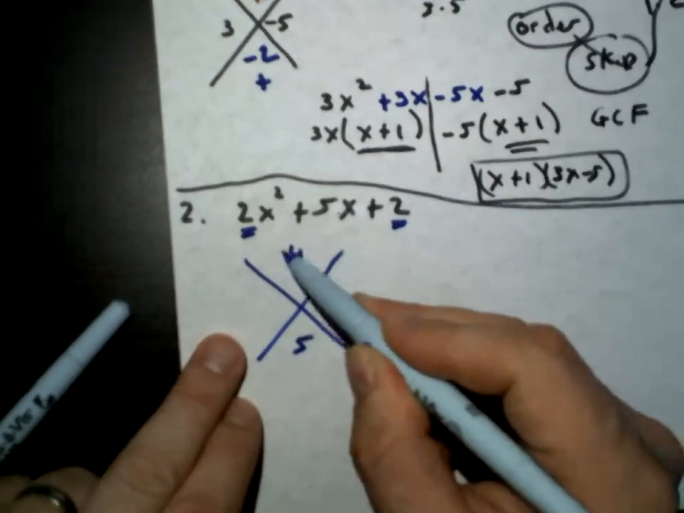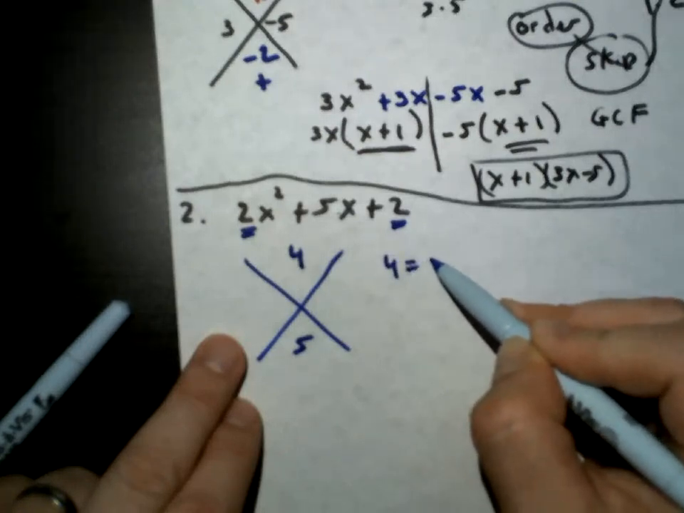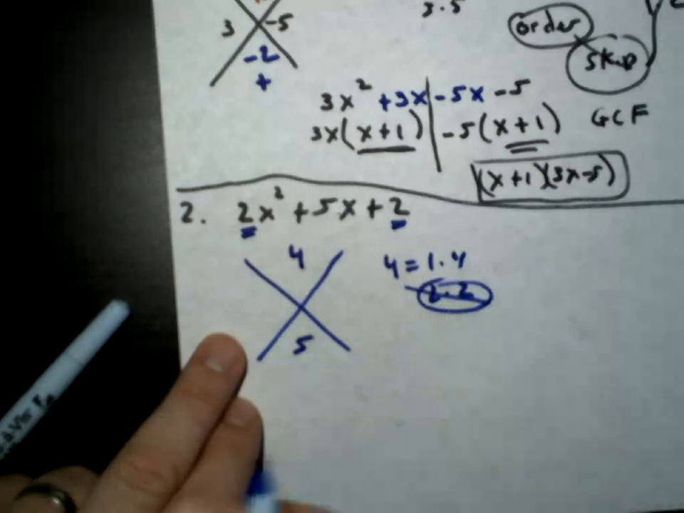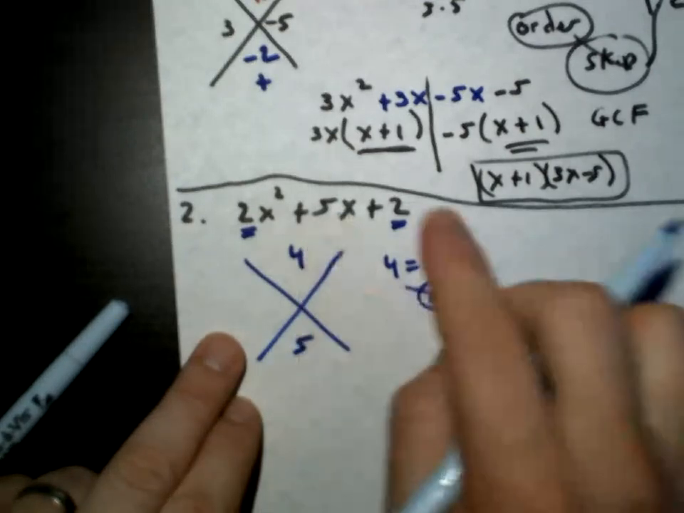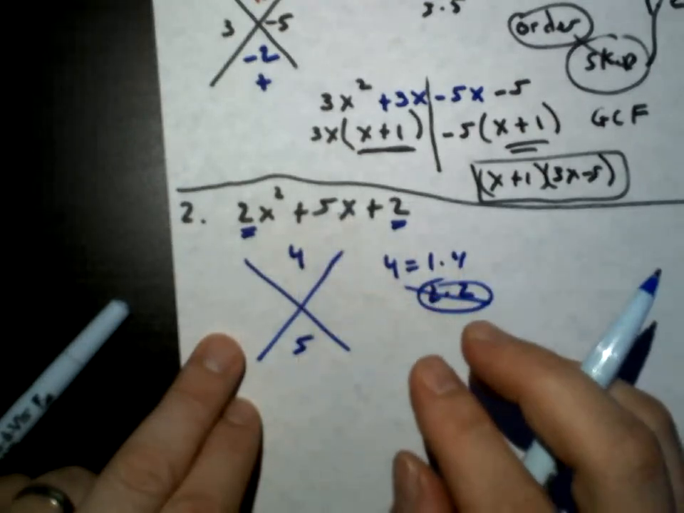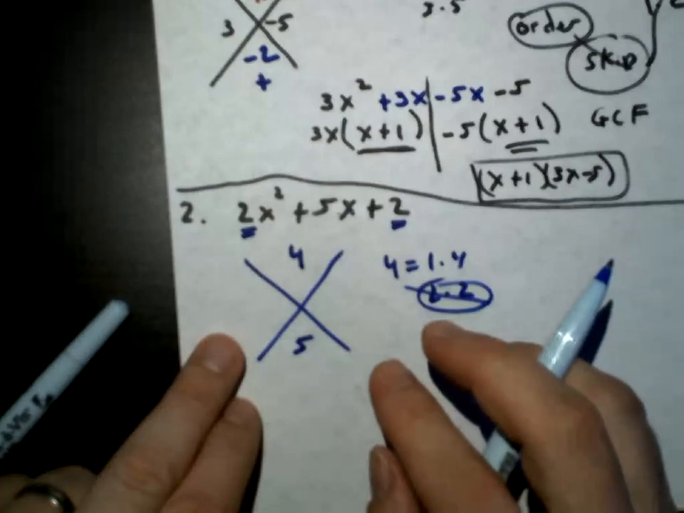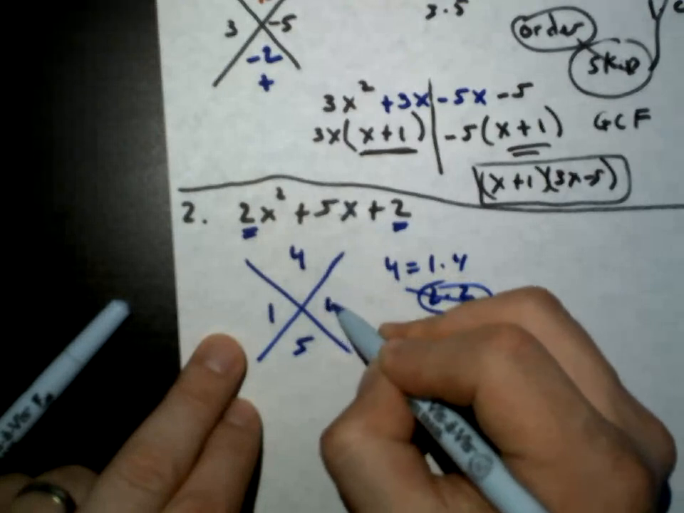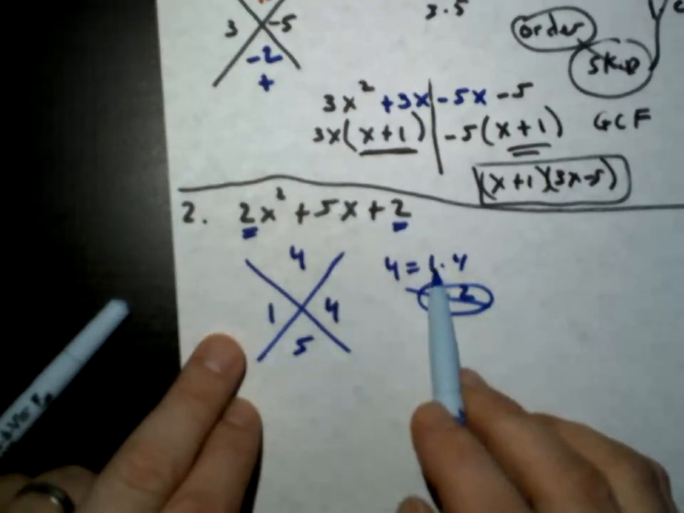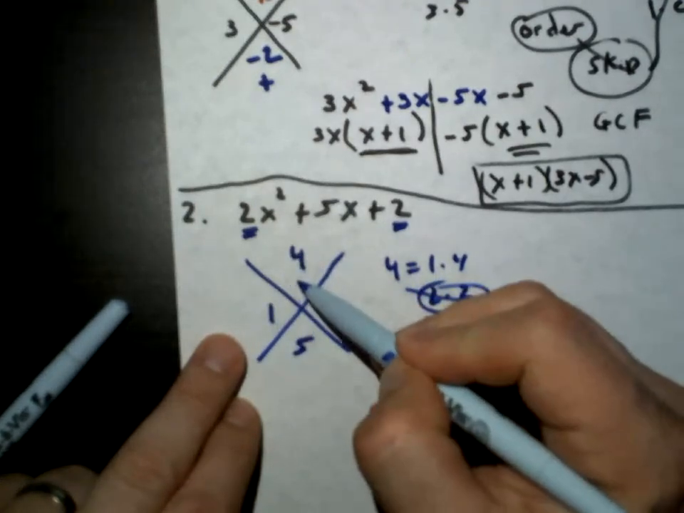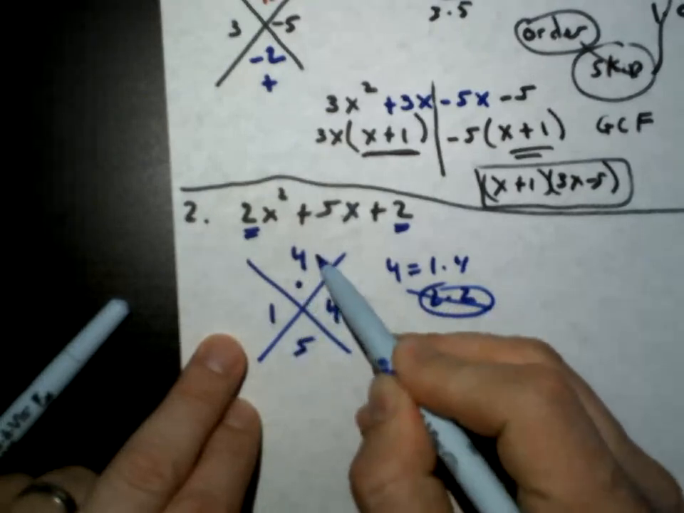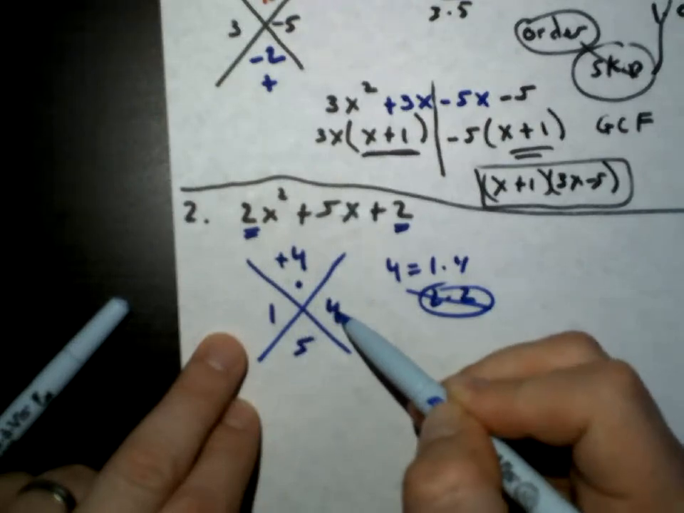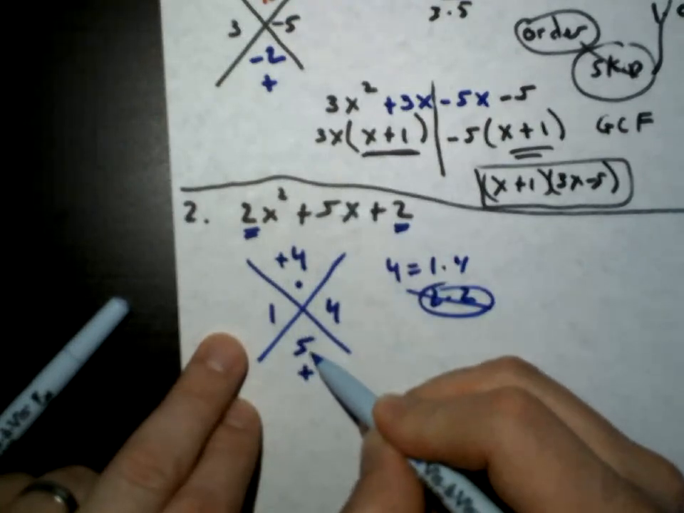Okay, I got to make 4. So I'm going to go, let's say 1 and 4, 2 and 2. 2 and 2 don't work because they don't add up to 5. And by the way, I think we have to do 1 and 4. So if I do 1 and 4, do you see why I'm doing 1 and 4? Because 1 times 4 is positive 4, and 1 plus 4 is 5.